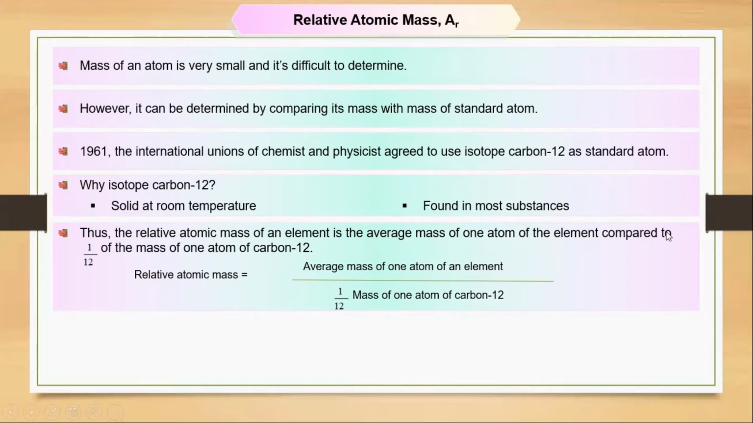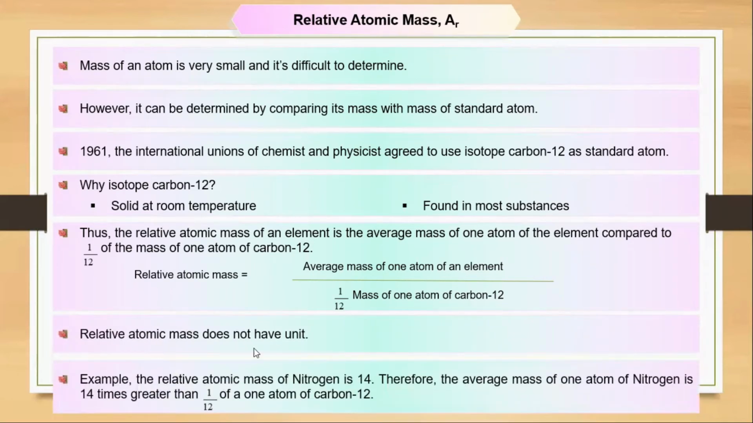Thus, the relative atomic mass of an element is the average mass of one atom of the element compared to 1/12 of the mass of one atom of carbon-12. This is the formula related. Relative atomic mass equals average mass of one atom of an element compared to 1/12 mass of one atom of carbon-12. Relative atomic mass does not have unit. Example, the relative atomic mass of nitrogen is 14. Therefore, the average mass of one atom of nitrogen is 14 times greater than 1/12 of an atom of carbon-12.